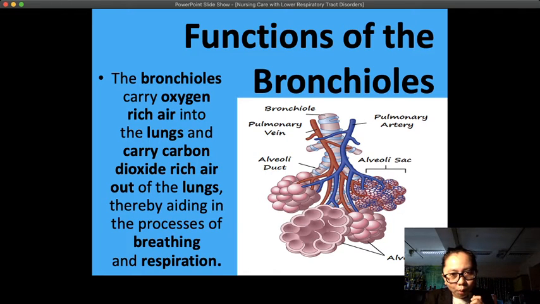Okay. So pulmonary vein carries the oxygenated blood. Red nga ni, pulmonary vein nga ni, hiya ang nagdadala ng oxygenated blood. Meaning to say the blood with oxygen. Blue nga ni, that is the artery, that is the one carrying the deoxygenated blood, meaning wala nang oxygen. Okay?